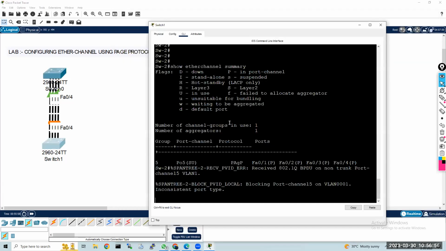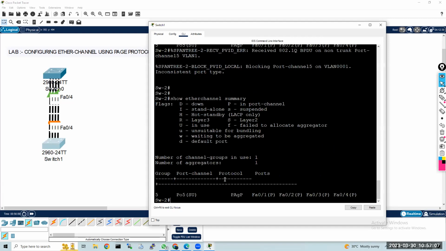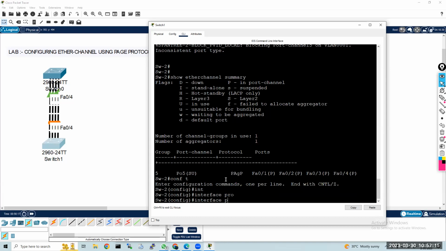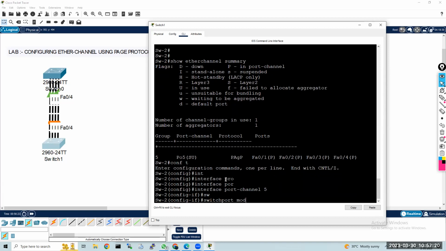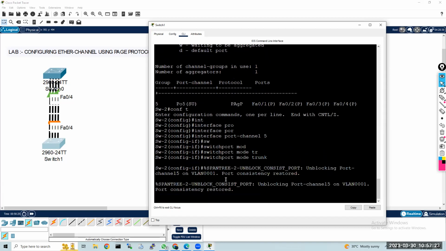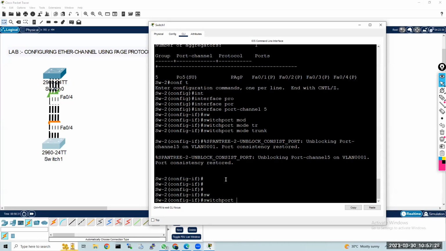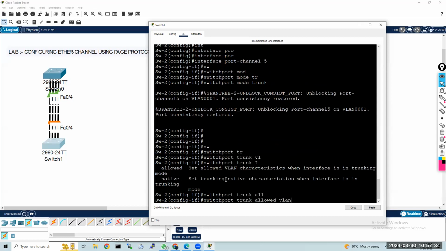Okay, same thing, this side we will also configure. So blocking the port channel or the VLAN 1. So this is the port number. Okay, same thing, we will also make the trunk link. That is interface port channel 5, switchport. How will we check the bandwidth for this? I showed you, right? Okay, allow VLAN all.